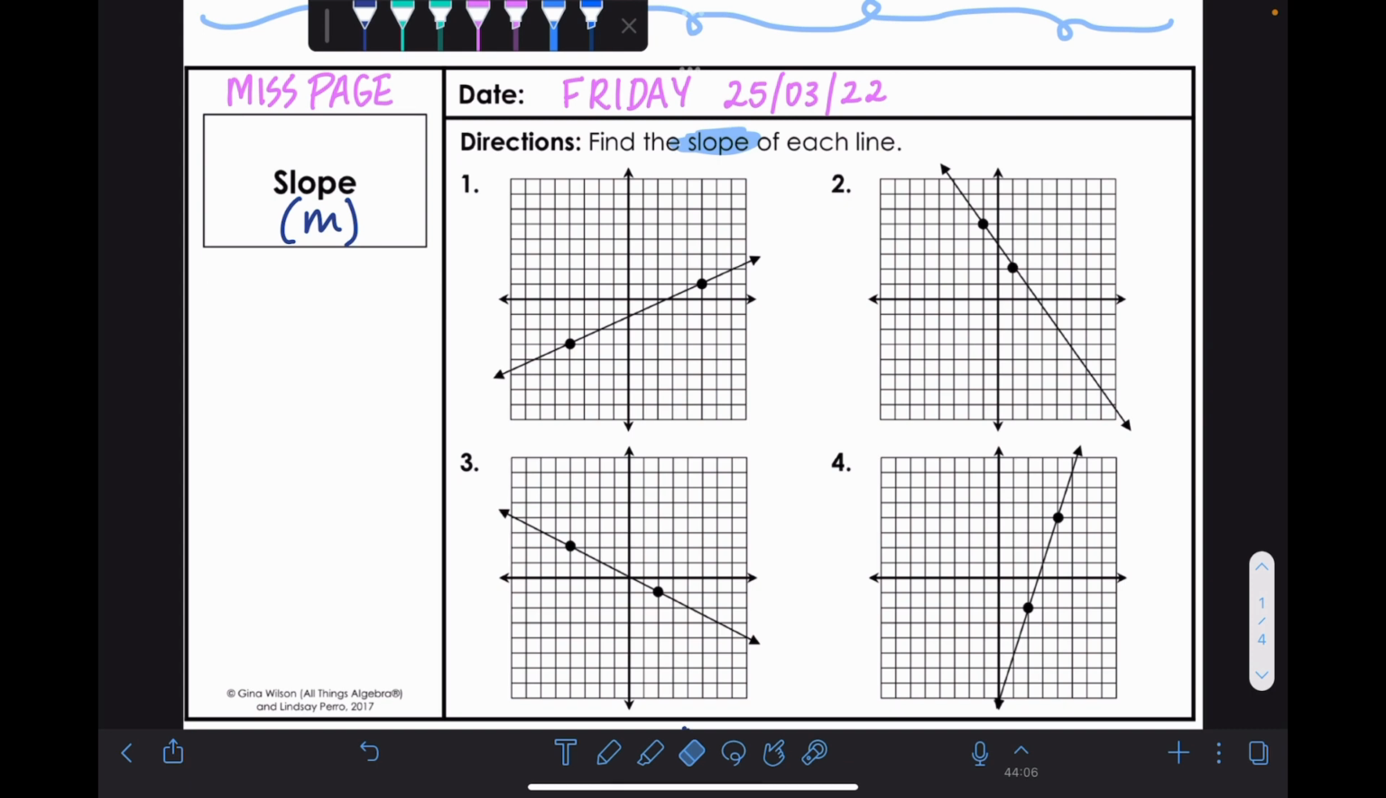So looking at your slope, alrighty, the question is asking you to calculate the slope of each of these lines here. Calculate the slope of each of these lines. We know our slope is equal to m.